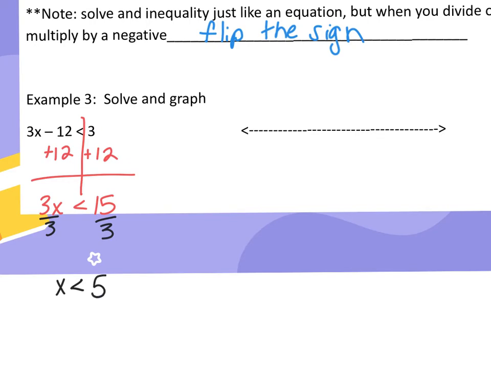5. Okay. Now to graph that one, what number should I put on the middle of my number line? 5. What kind of dot? Open, good. And to the left or to the right? Left. Because it's x is less than, think less than left. Okay. The x is being pointed at, so that means left.